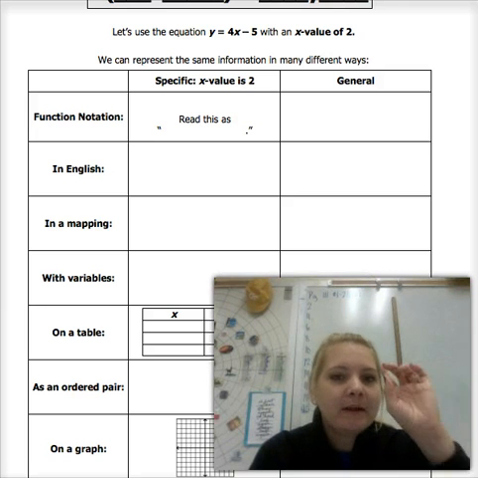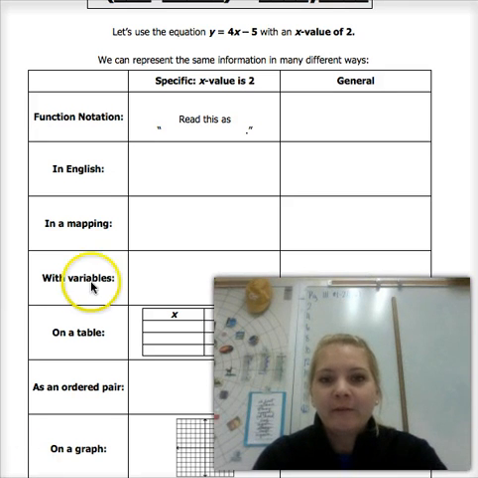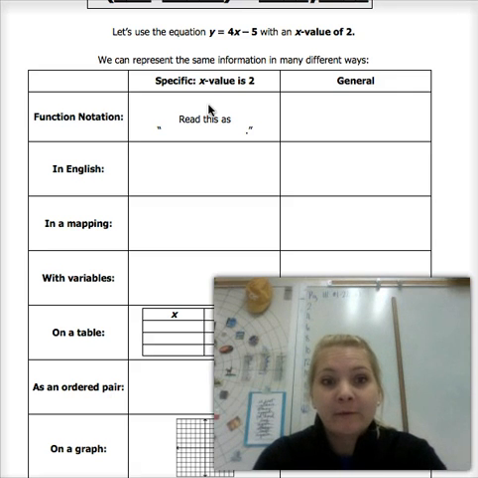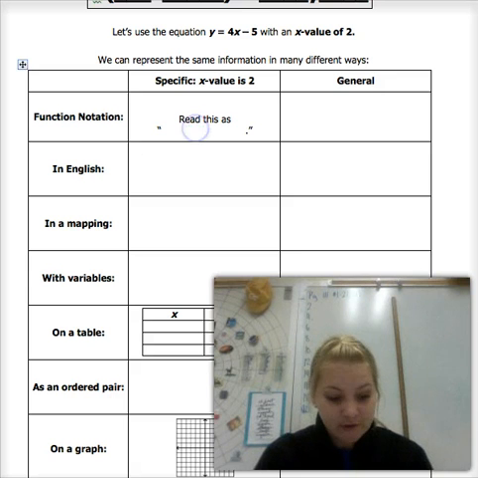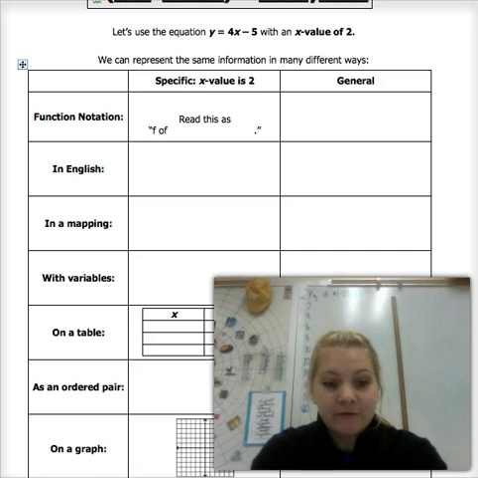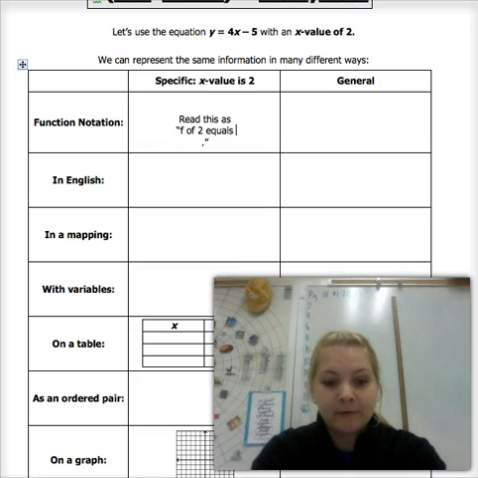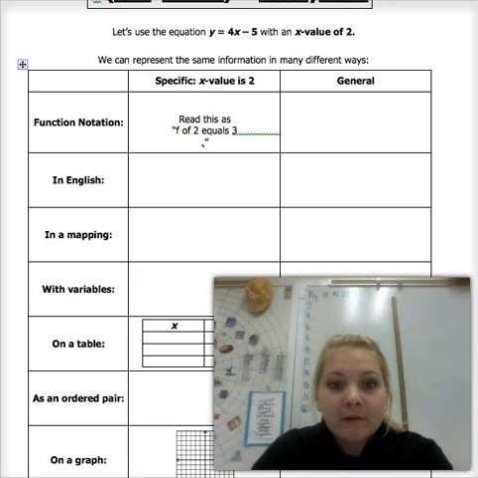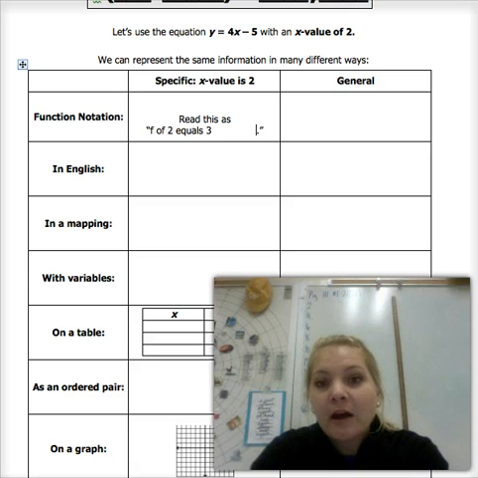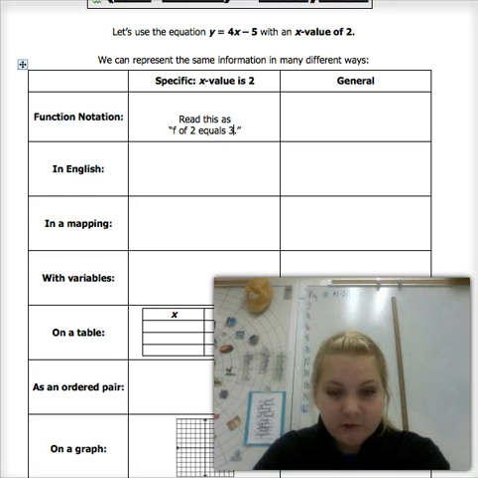All right, so we're going to use the equation y equals 4x minus 5 with the x value of 2, just to take a look at the representation of that equation in different ways with function notation. So the first thing we have a look is that specific x value is 2. So when we have function notation, we're going to read this as f of 2 equals 3. When we solve that equation, we substitute 2 in for x, and we would get a y value of 3. So we'll read that as f of 2 equals 3.